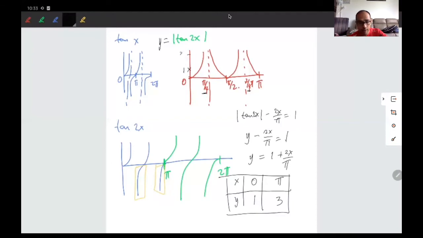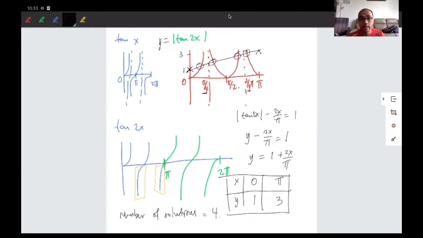So 0 and 1 will be here, and then pi and 3 will be here. Use a straight ruler. Don't follow my horrendous example. Use a straight ruler and join this. 1, 2, 3, 4. So the number of solutions is 4. And that's how you would get this.